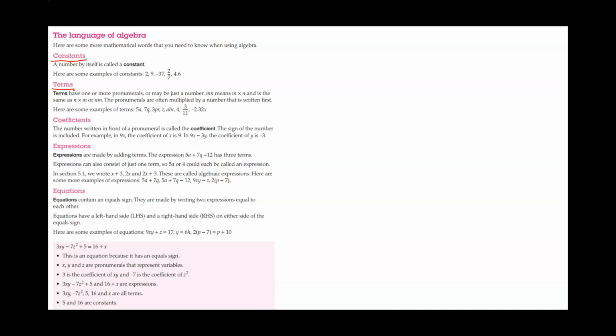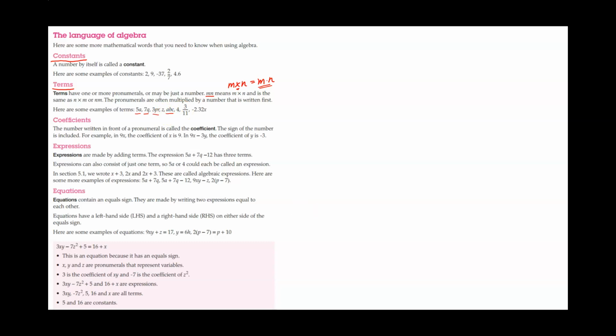Terms, which were not in the previous video, have one or more pronumerals. Okay, so an example would be mn. That actually means m times n. From the previous section of the textbook, we know that the multiply sign, you don't really need to write that. So that's actually equivalent to mn. Okay, so this basically is a term. Some examples are 5a, 7q, 3pr, which has two variables, and abc. All these are terms.